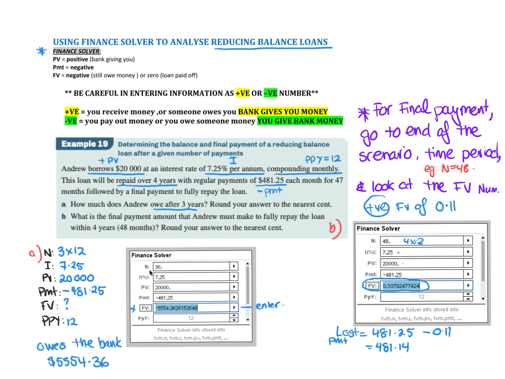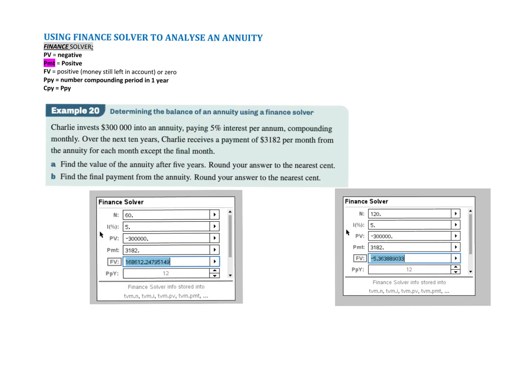Okay? So if it was a negative, what does that mean? That means I would have owed the bank, so what would I have to do with my last payment? I'll need to add it on because I need to give them a bit more. Okay, so we're using Finance Solver in an annuity.